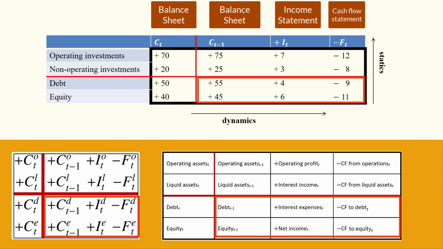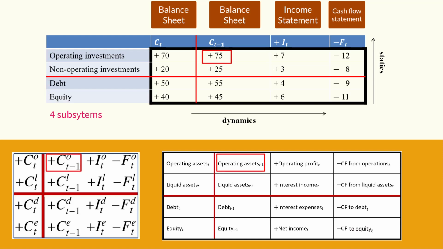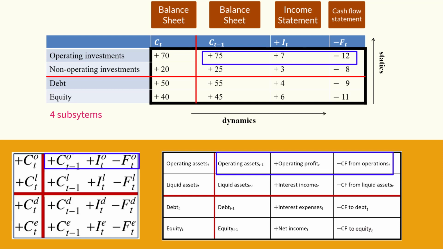I would like to stress that the firm is now an economic system which is broken down to 4 subsystems, each of which behaves from a logical point of view just like a savings account. For example, operating investments is just like an account whose balance is $75 at the beginning of the period. It increases within the period by $7, which is the remuneration of the capital invested in the account, and then decreases by the cash flow extracted from the operating system, just like a savings account.